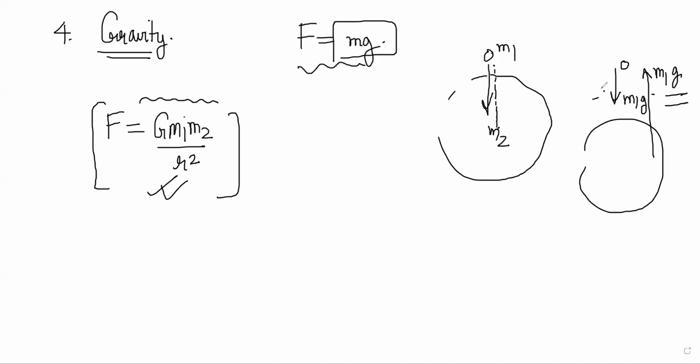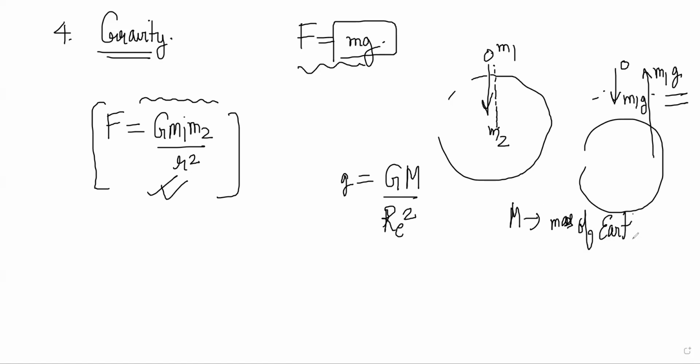So gravity usually is constant. The small g that we use in the equation F is equal to mg, the small g is technically G capital M by r square, where capital M was mass of the earth and r was the radius from the center of the earth to the point where the body is. So that is your force of gravity.